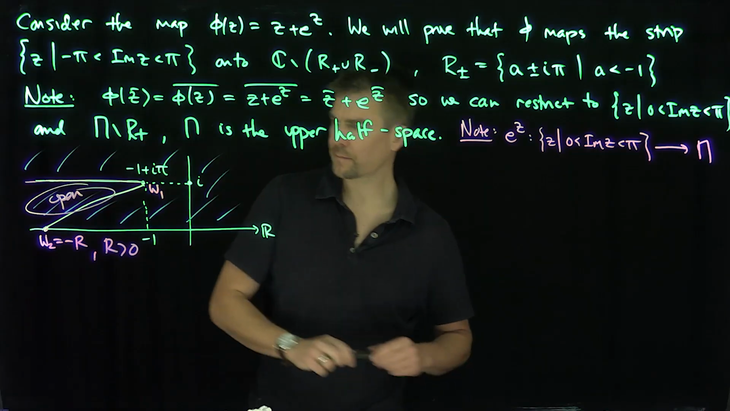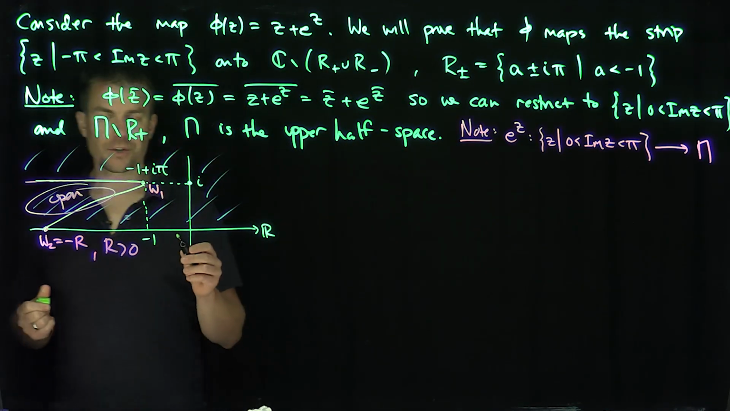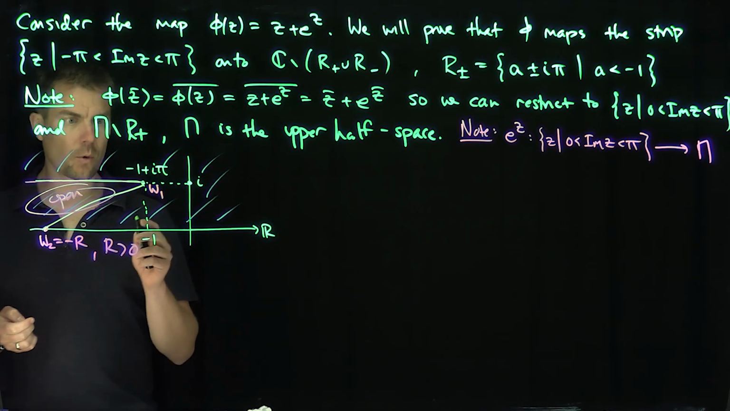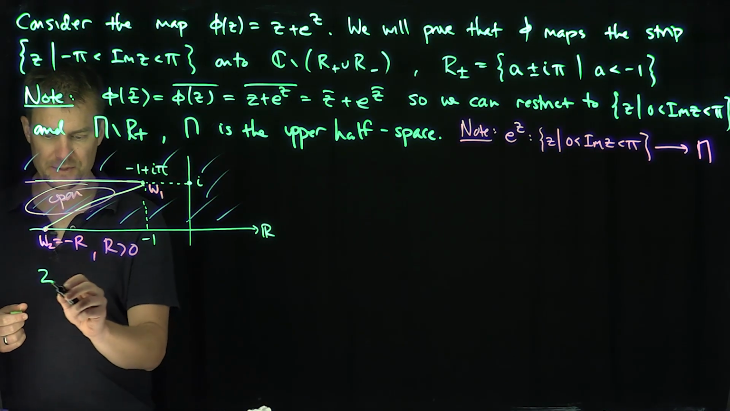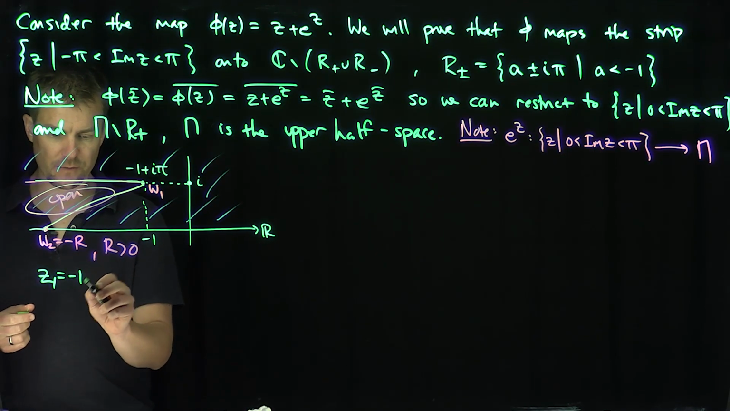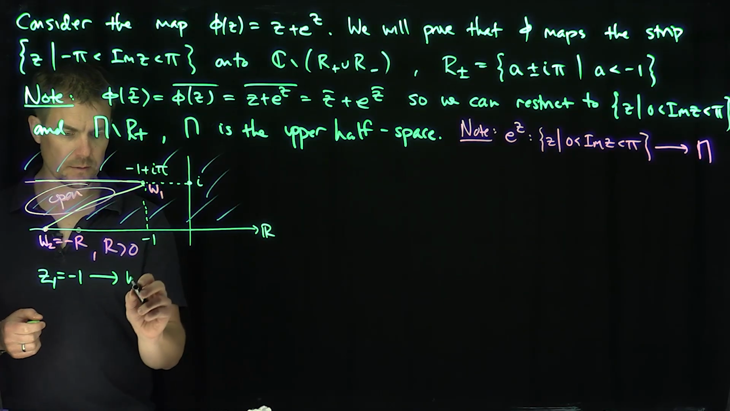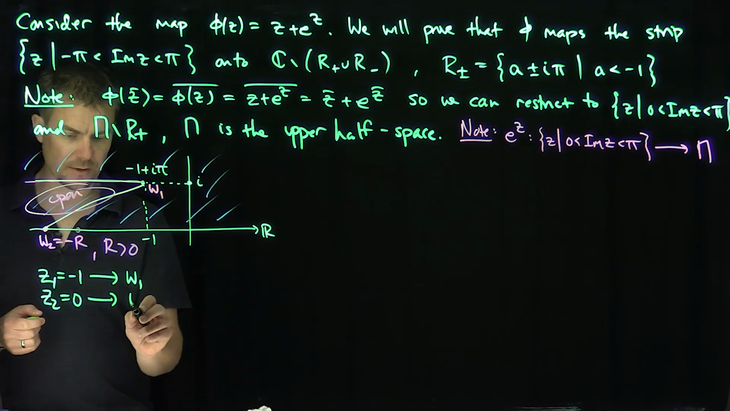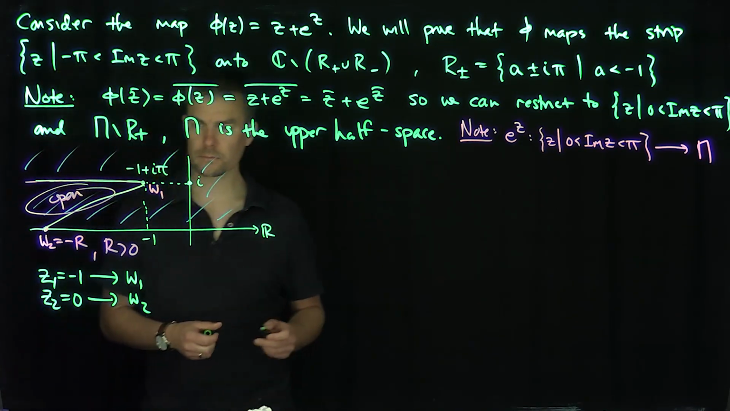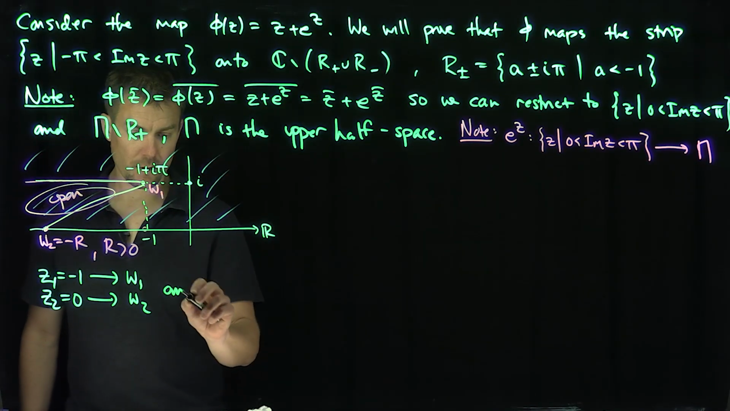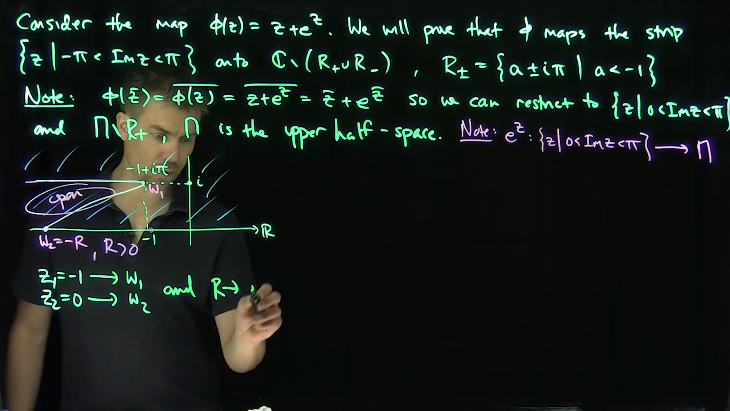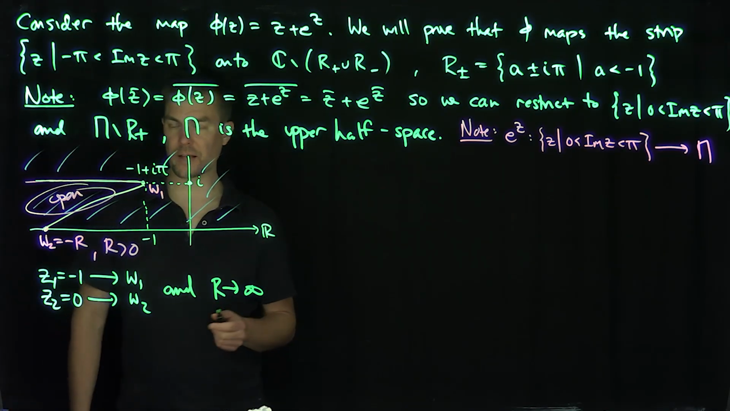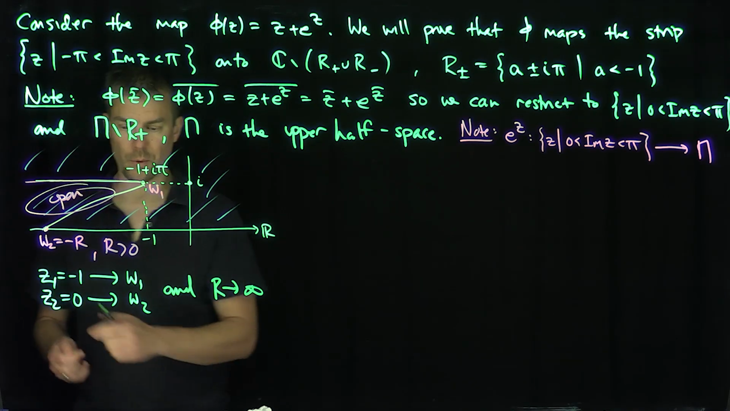Good. And now what are these two exterior angles? I'm going to map Z1, which is going to be -1, onto W1, and I'm going to map Z2, which is going to be 0, onto W2. We're going to let r go to infinity, and if r goes to infinity, then we're going to get the punctured strip that we want.